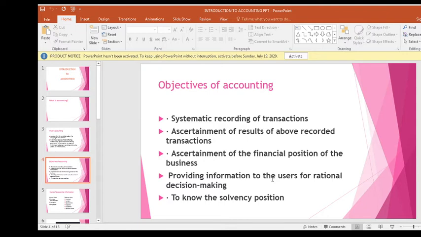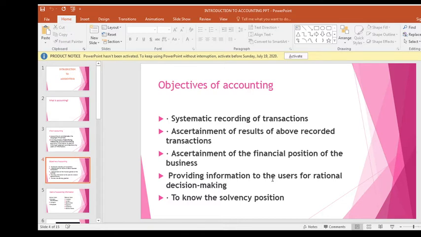Another objective of accounting is ascertainment of the financial position of the business. The financial position of the business is ascertained by measuring the assets the business has and the liabilities the business has. If we take the difference between the two, the assets minus the liabilities, we are going to note the financial position of that particular business as at that particular date.